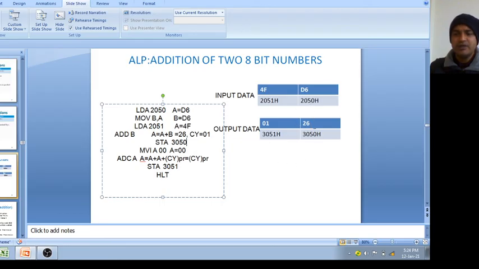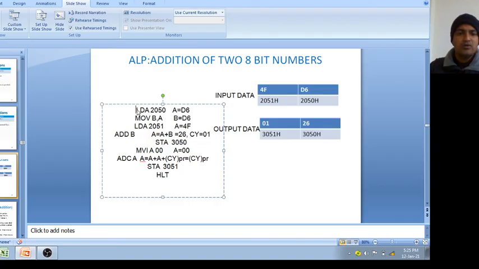Then MVI A, 00 means A equal to 00. Again it is a data transfer instruction, so it will not affect the value of carry flag. Then ADC A: A equal to A plus A plus CY previous. From here CY is 1, so A equal to 01. STA 3051: now this A is stored in the 3051 memory location. This is your basic program.